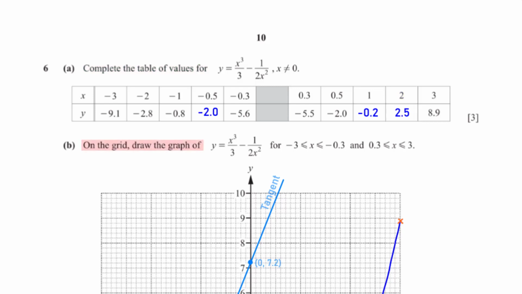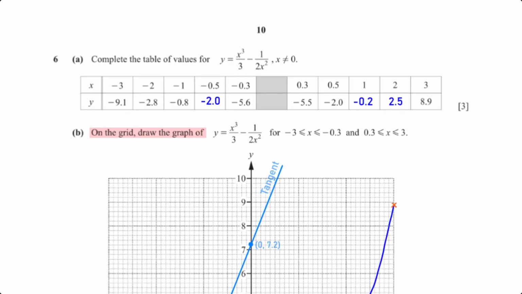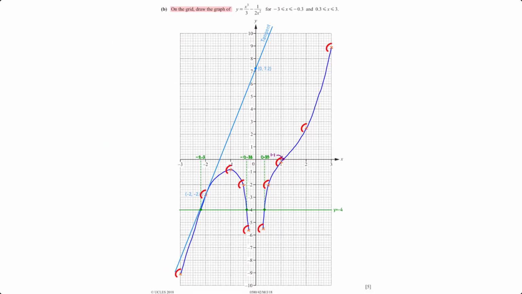On the grid, draw the graph of y equals x cubed over 3 minus 1 over 2x squared for x greater than or equal to negative 3 and less than or equal to negative 0.3, and x greater than or equal to 0.3 and less than or equal to 3. So on the grid, we plot all the points in the table and connect the points with a smooth line.